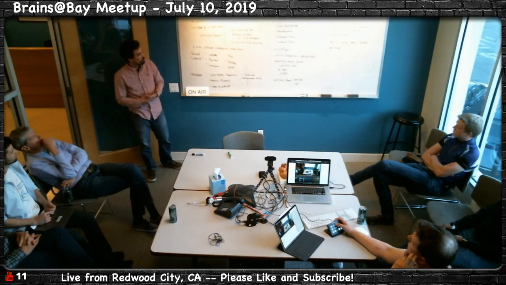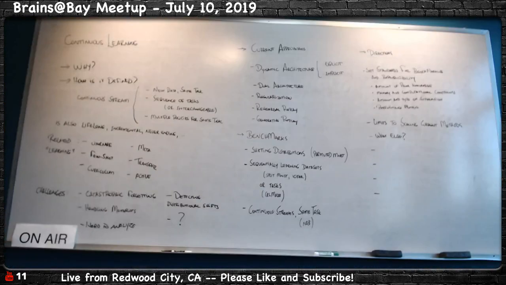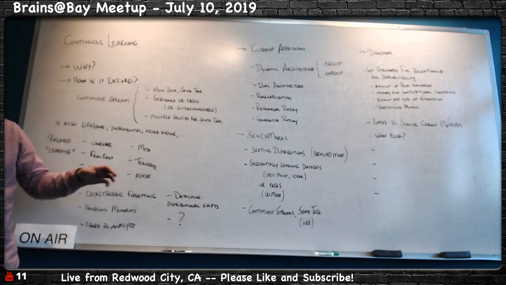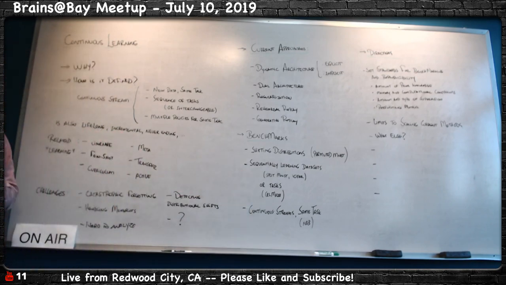There are a few benchmarks in the field. Some benchmarks are about shifting distributions, or non-IID distributions, like permuted MNIST. The idea is that you're constantly learning a distribution which is shifting, whereas the premise of machine learning is that you have an IID distribution. I think it covers the main issue of continuous learning. Other benchmarks are related to sequentially learning datasets, like split MNIST, where you learn from 0 and 1, then from 2 and 3, then 4 and 5, and then 6 and 7. You also have the same thing for CIFAR, I think it's called iCIFAR, or you also have sequentially learning tasks.